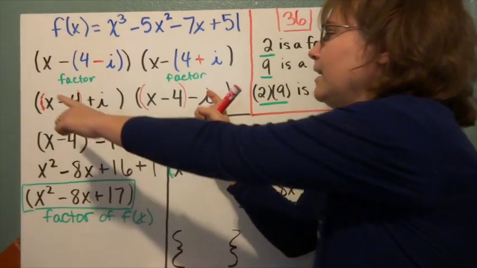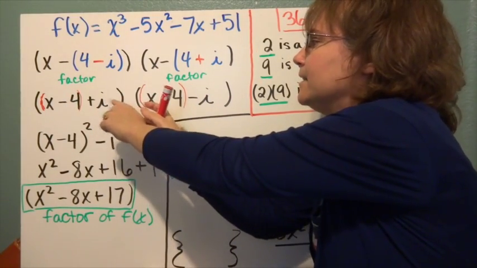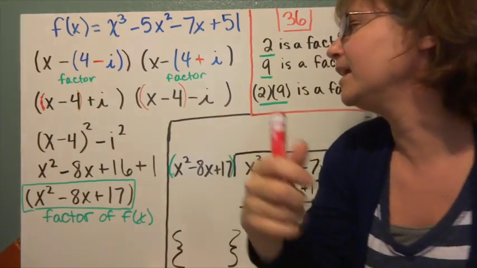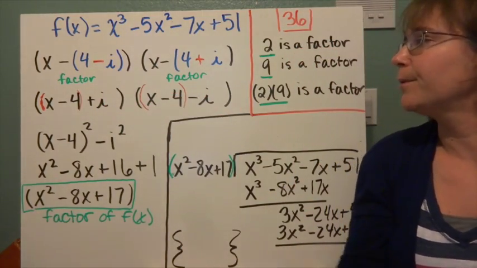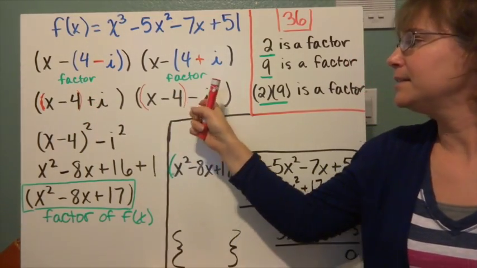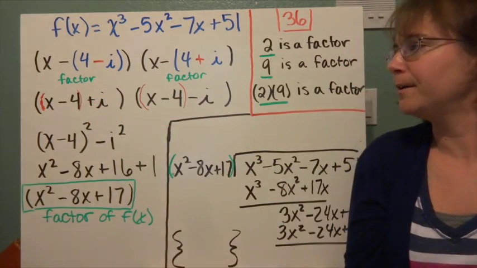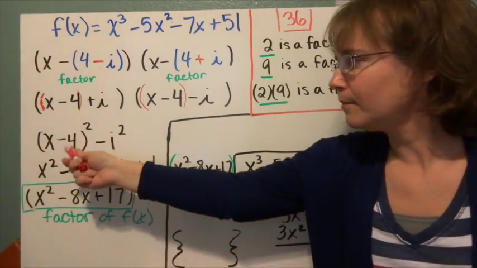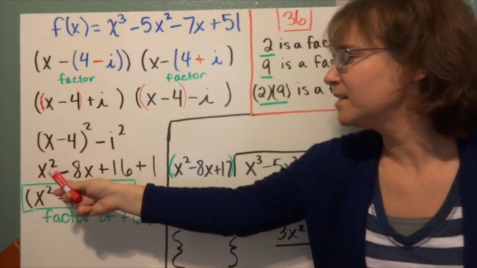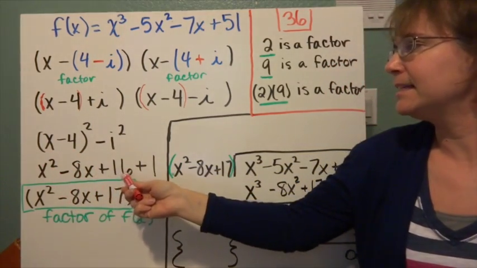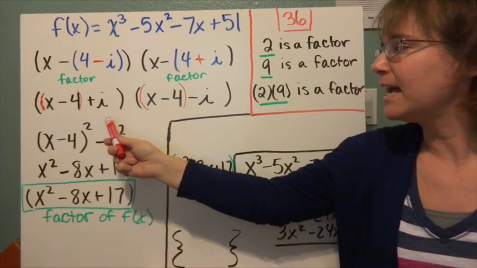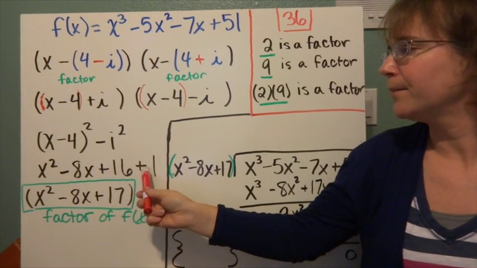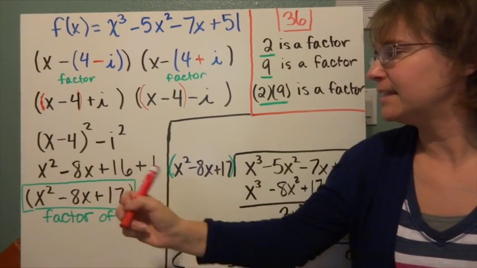Now if I look at my outsides and my insides, I can see that I get negative i times this and positive i times the same thing. So those are going to cancel or give me a zero. Multiplying i times negative i is going to give me a negative i squared. So then this actually leads to a perfect square trinomial. If I were to FOIL this out, I would have x squared minus 8x plus 16, and this right here is minus i squared. i squared is negative 1, so minus negative 1 is going to give me a plus 1 here. Adding the 1 and the 16, I have 17.